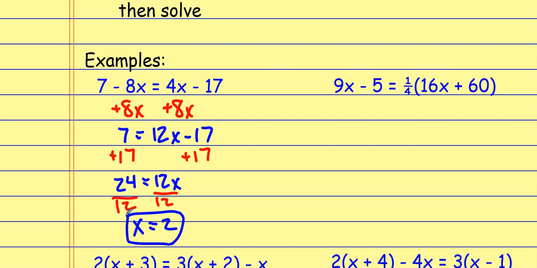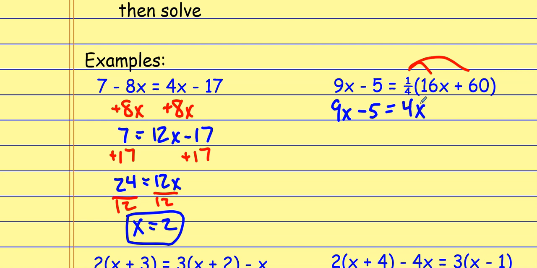Done and done. Okay? If I look at the next one, once again, I can use my distributive property. So I'm going to distribute. I want to simplify and then solve. So I simplify by using my distributive property. 1/4, remember, 1/4 is like divided by 4. So 1/4 times 16 is just 16 divided by 4.